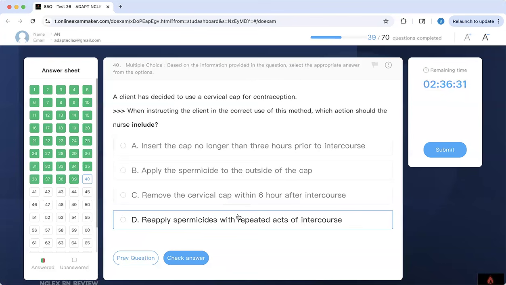This is a tricky question, a lot of keywords I'm going to show you so that when you see it for question 40, you never forget. You pick your answer.